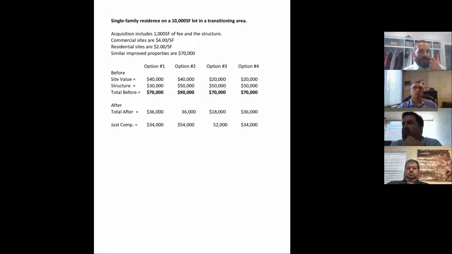Now in our after, on option 1, the house is gone. We have 9,000 square feet. We're going to assume there are no damages to the land here, but we have 9,000 square feet at that same $4, so we have 36,000. That's our site, all that's left. That's the same on options 1 and 2. Option 3, they're at 18,000, which would essentially be that residential site less the take. And then option 4 is also at that 36,000. So you can see where these just compensations are jumping all over the place based on the allocation and how that information is used.